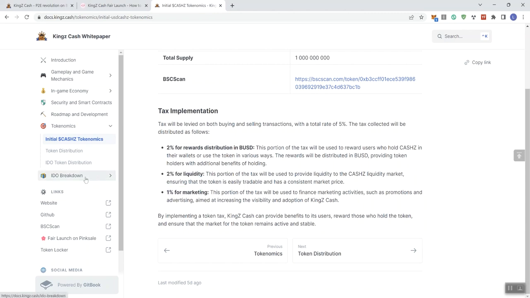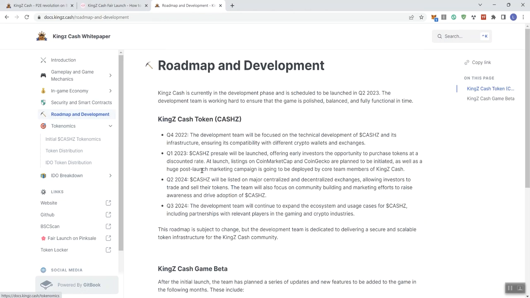The other thing we want to take a look at is their roadmap. This is what they've got going on in terms of roadmap and development. In Q4, they started, that's what they're stating here. Now Q1, that's where we are right now at the time we're doing the video. Presale is going to be launched, offering early investors the opportunity to purchase tokens at a discounted rate, as always with anytime you participate in a presale.